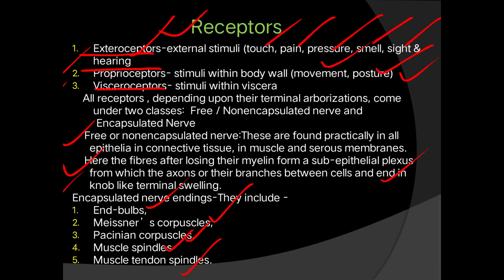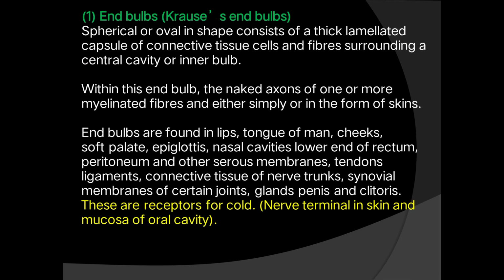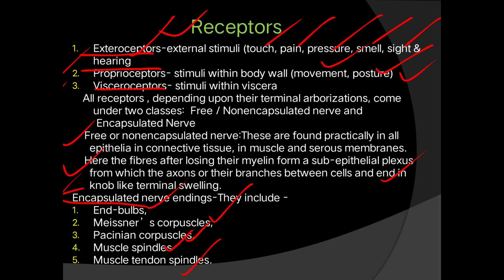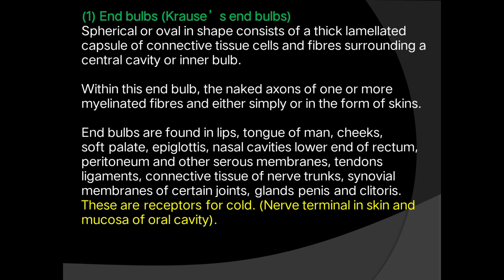Now, encapsulated nerve endings, what do they include? These are not naked; a capsule is there. They include end bulb, Meissner capsules, Pacinian capsules, muscle spindles, and muscle tendon spindles. These are the encapsulated types. Now one by one we have to see these encapsulated types of endings. First is the end bulb, or Krause end bulb.